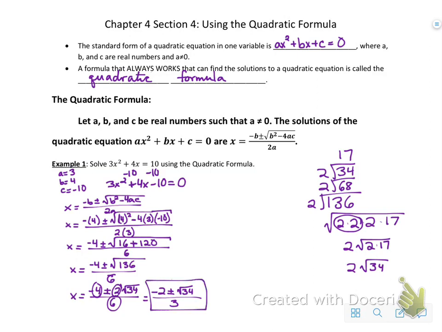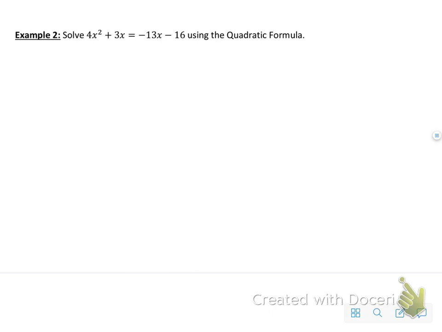Now if you put that into a calculator, it would come out with a very ugly decimal, which is why we cannot put it into our calculator to begin with. Let's do that again, 2 more times. Okay, so with example 2, we have 2 things on the right-hand side and 2 things on the left-hand side. So let's move it to the left.